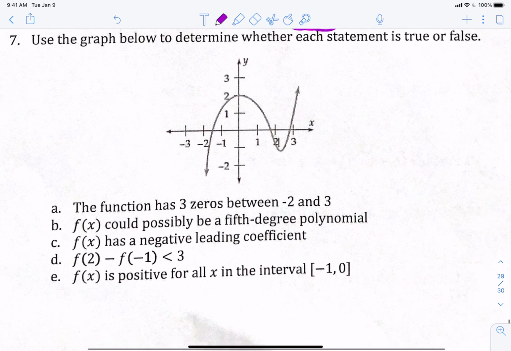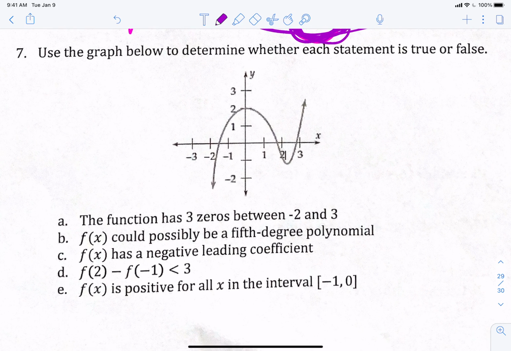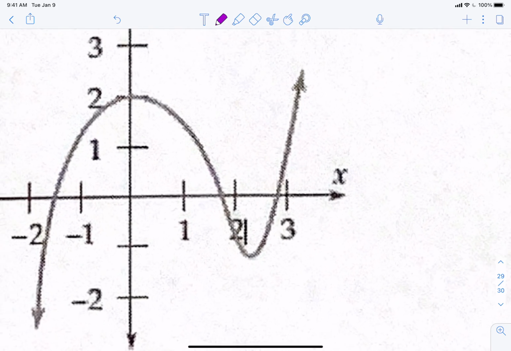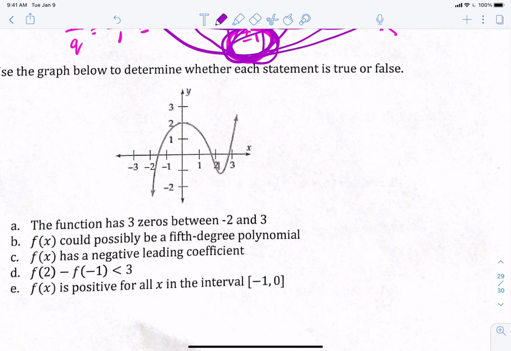Okay? All right. Number 7. You want to go through number 7? Sure. A. This is my function that I'm looking at here, and I'm answering questions according to that. True or false: the function has 3 zeros that are between negative 2 and 3. Yes. Negative 2 is here. 3 is here. Does it cross 3 places in between those? True.